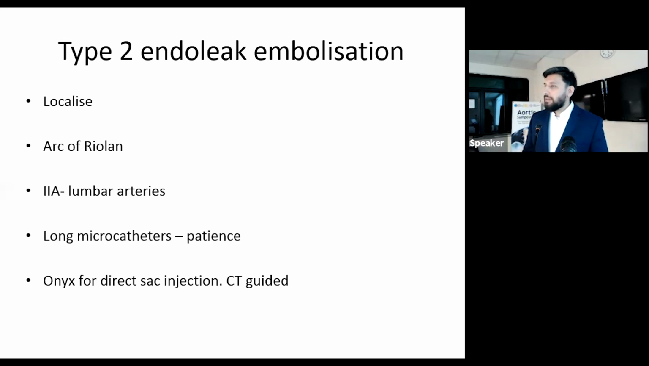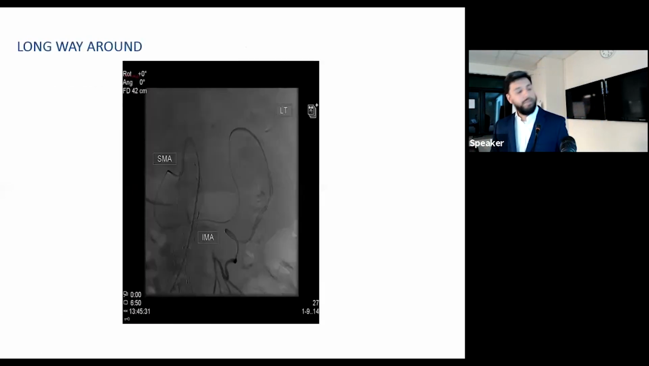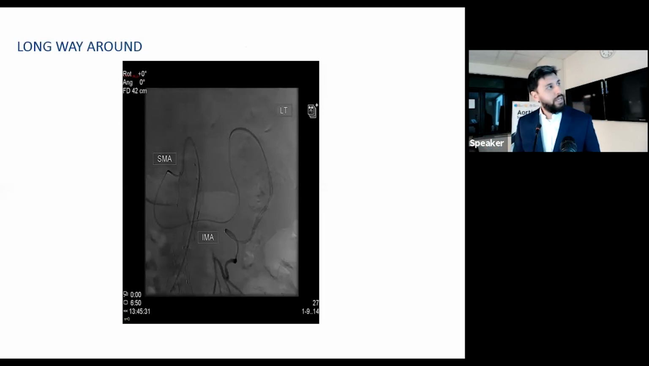Finally, if you want to be in this business of treating type 2 endoleaks, you need long microcatheters and a lot of patience. So this is the IMA that we preemptively embolized. And this is a case actually in the UK, again, similar theme, going from the SMA all the way around, a long way around with the microcatheter to the IMA for a type 2. That's all I think we've got time for. Thank you very much.